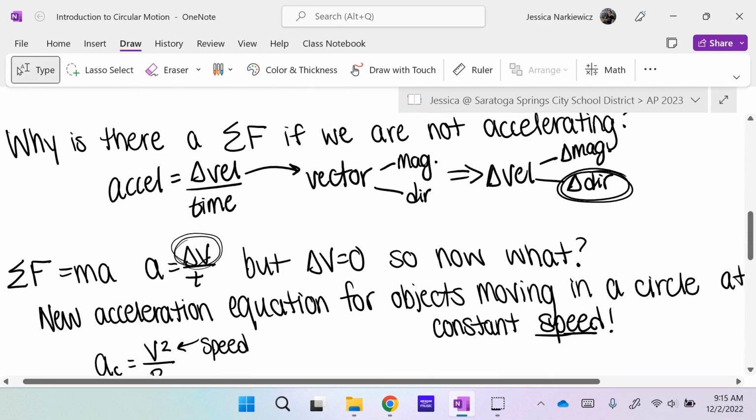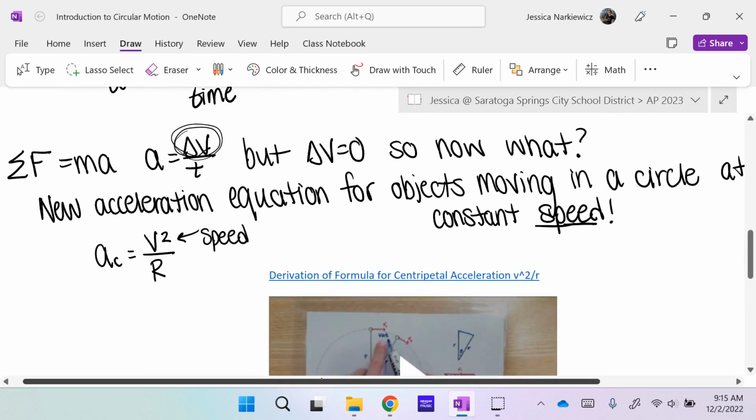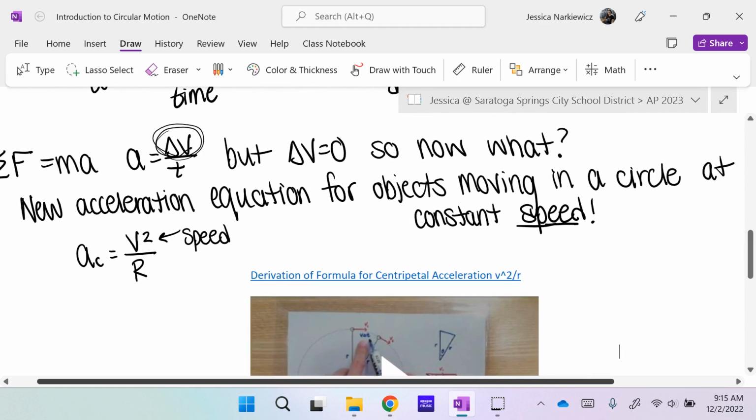If I'm moving at a constant speed, my change in speed is 0. So how do I define acceleration? What ends up happening is we now have a new acceleration equation for objects moving in a circle at a constant speed. This is called the centripetal acceleration, abbreviated a with a subscript of c, and it's equal to the speed squared over the radius.